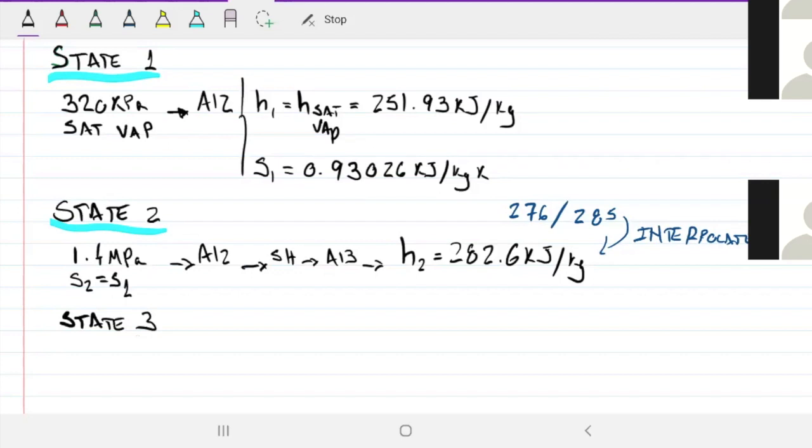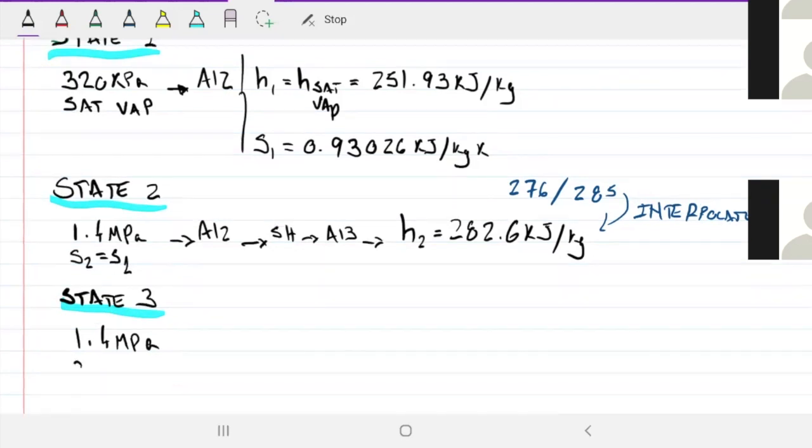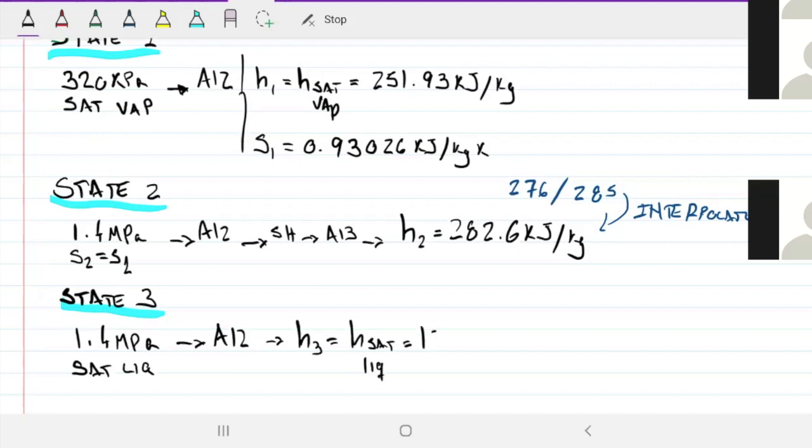So for state 3, we also know two things. We also know the pressure, it's 1.4, right? The same pressure as state 2. And do we know anything else about state 3? Yeah, it's a saturated liquid because it's an ideal system. Knowing the pressure, then we can go straight to A12 and grab h3, which is equal to h sat liquid, and that will be 127.